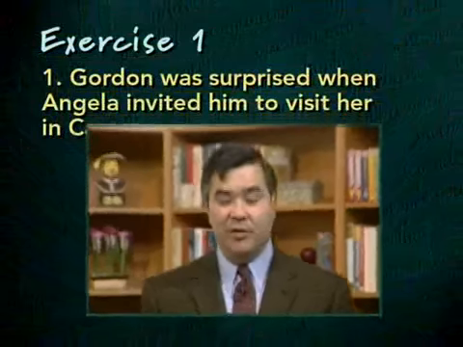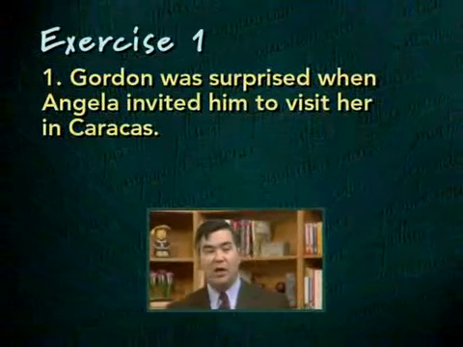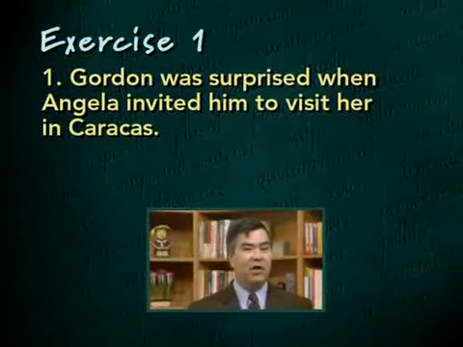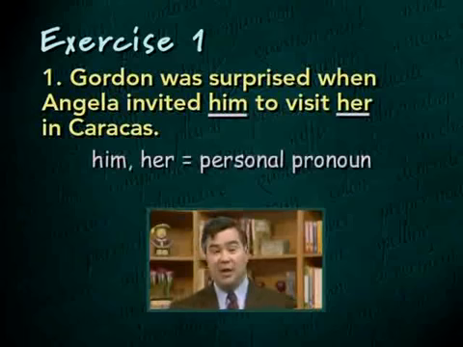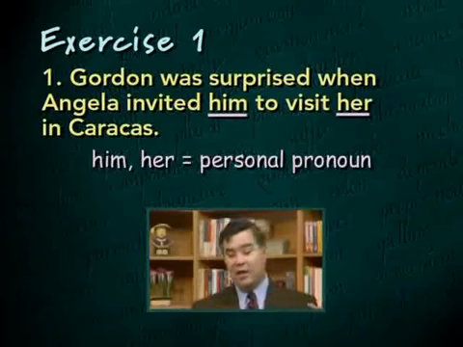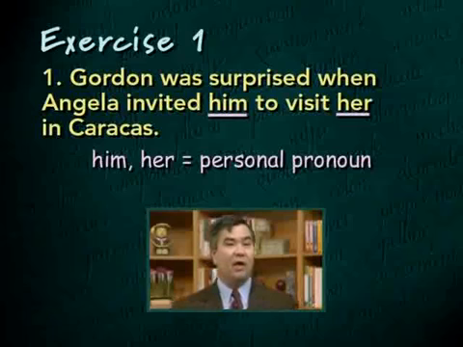Now, in each of the sentences in this exercise, your job is to first underline each of the pronouns that appears, and then second, decide concerning each pronoun whether it's a personal pronoun, an interrogative pronoun, an indefinite pronoun, or a relative pronoun. Let's start with the first sentence. Gordon was surprised when Angela invited him to visit her in Caracas. There are two pronouns in this sentence, him and her, and both of them are personal pronouns. So that's the answer to that question. Him and her are both pronouns, and both are personal pronouns.